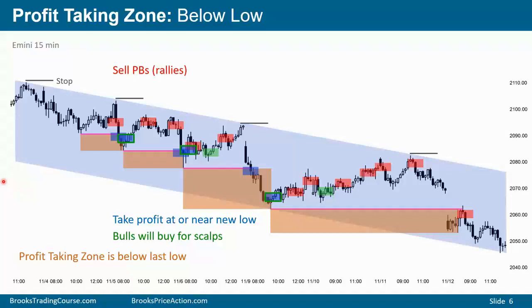The bulls know the bears are buying, and if the bears are buying, the market's going to go up, not down. The bulls therefore buy exactly where the bears are getting out, betting that there'll be a reversal up that will go up far enough for the bulls to make a profit.